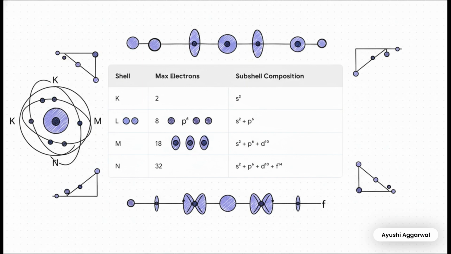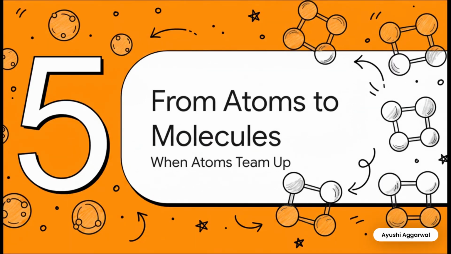And notice this. If you add up the electrons in the subshells, what do you get? You get the total capacity for that shell that we already calculated. See how it all connects? Wow. We have explored the entire world inside a single tiny atom.